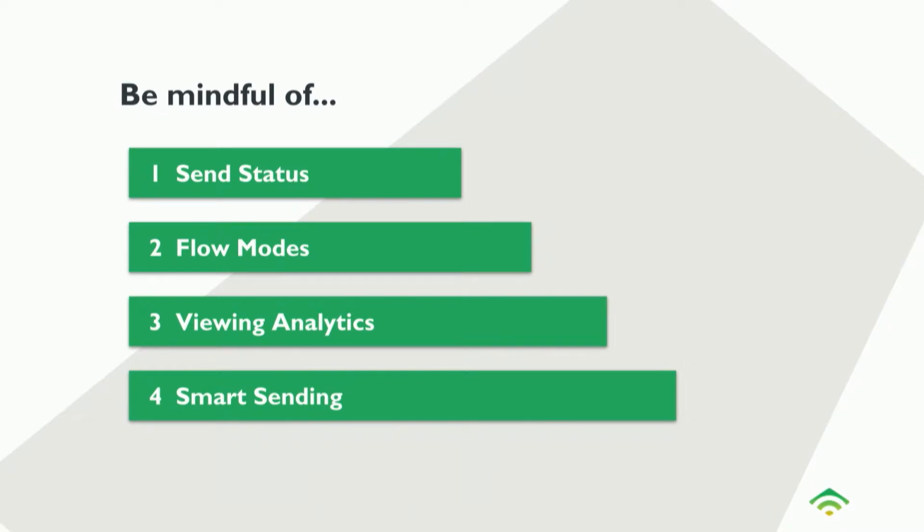Thanks. So as a customer success manager, I get a lot of questions about the visual flow builder, especially as we start to dive into it for the first time. We wanted to just highlight a few key areas that we thought everyone here should know to just be mindful of when you build out the flows, trigger flows. So the four things we highlighted are send status, flow modes, viewing analytics, and smart sending. And I'll get into these in more detail as we move forward.